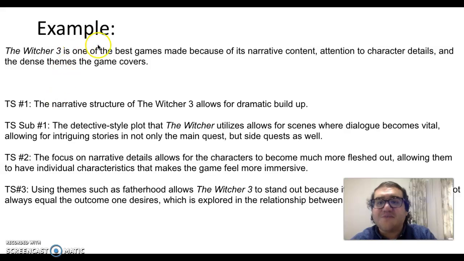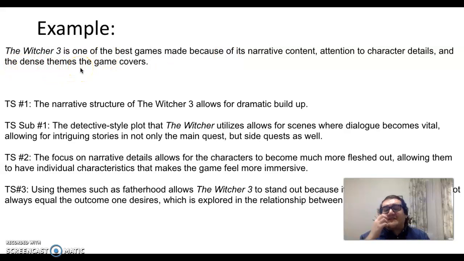So The Witcher 3 is one of the best games made. There's my claim, my main idea. Where's my supporting details? Reason A, because of its narrative content. Reason B, attention to character details. And then finally, reason C, the dense themes the game covers. So, okay, here's my claim. Here's my reason A, reason B, and then finally, reason C, right?